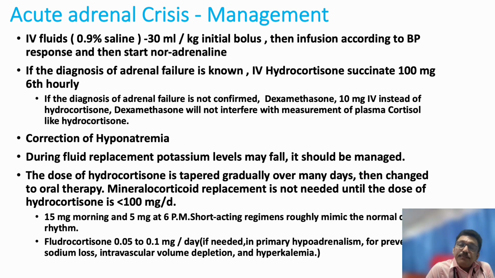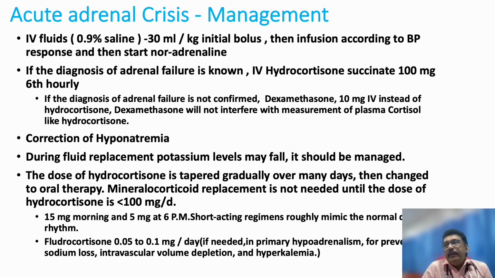If you are suspecting adrenal crisis, then immediately give hydrocortisone 100 milligram stat, and then every 6 hourly, because hydrocortisone has both glucocorticoid and mineralocorticoid action. If you are giving Dexona, its mineralocorticoid action is there, but compared with its glucocorticoid action, it is less. So hydrocortisone 100 milligram every 6 hourly.